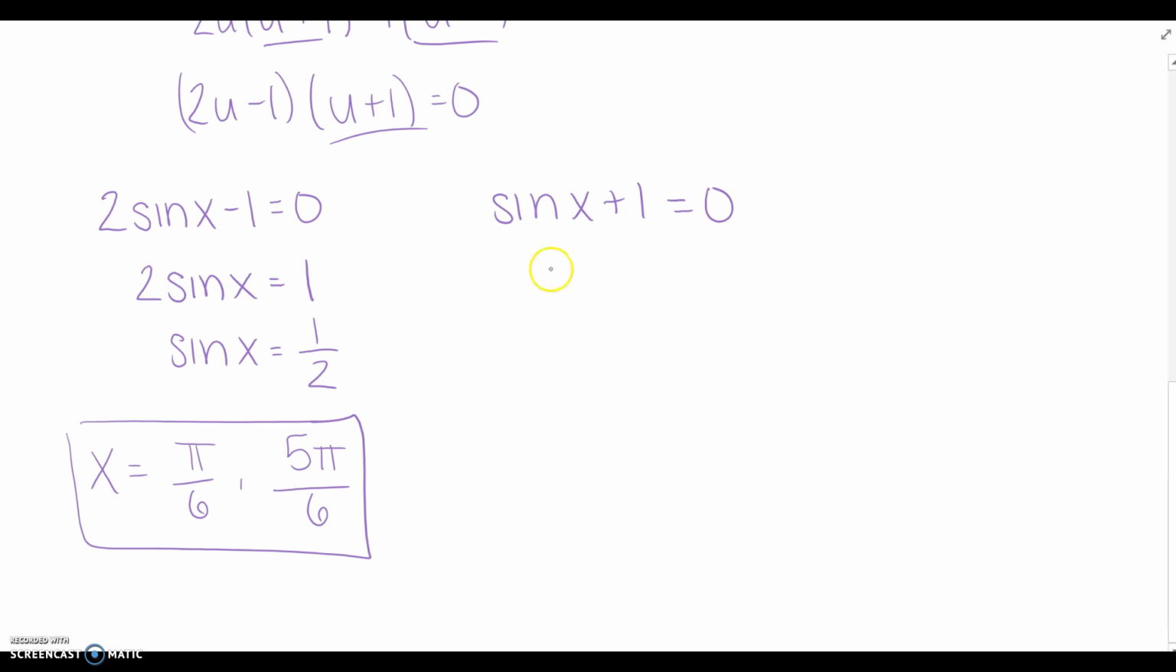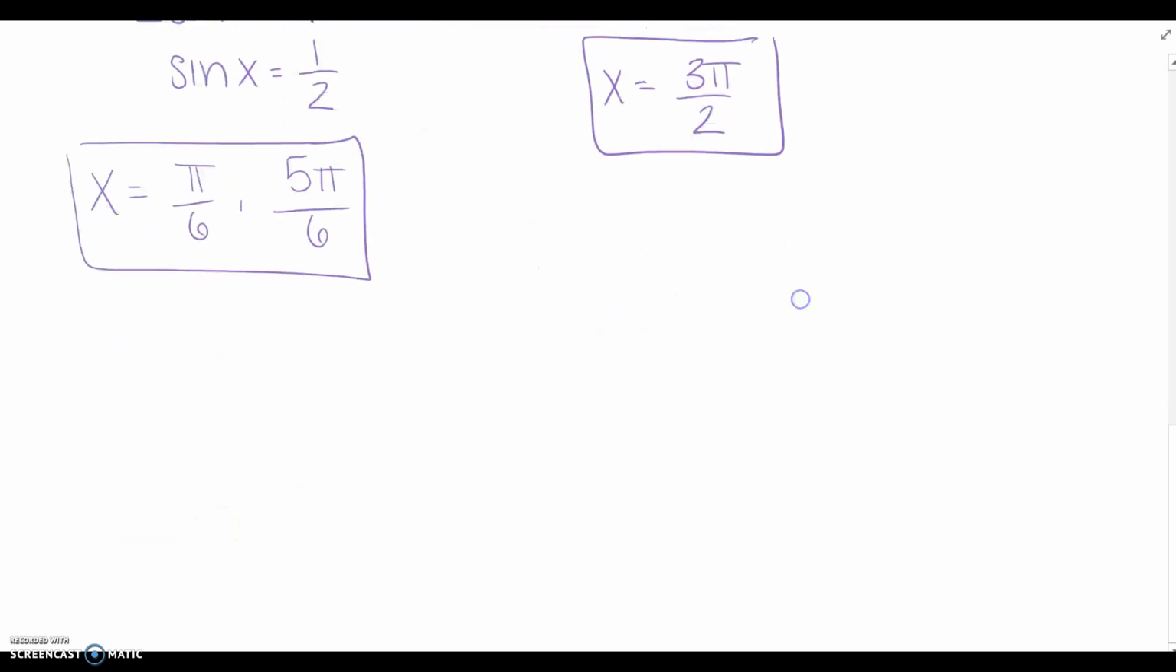And then we have to go over here to figure out the rest. So sine of x is equal to -1. So when is the y value -1 on the unit circle, because we're doing sine? That's only going to happen once, at 3 pi over 2. And so there are our final answers: pi over 6, 5 pi over 6, and 3 pi over 2. Let's do one more example.